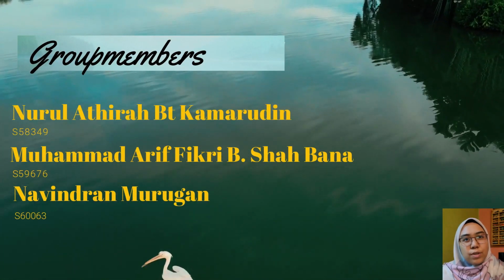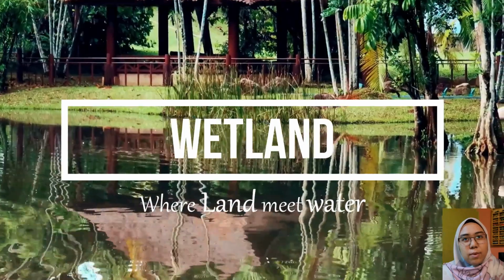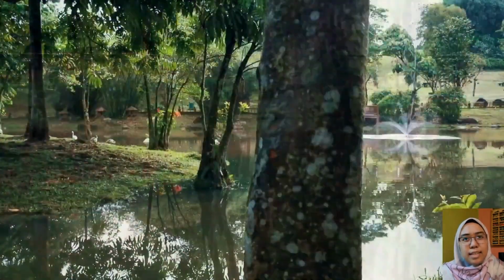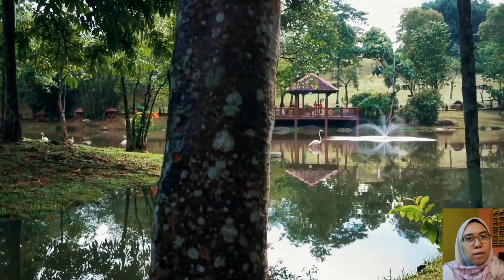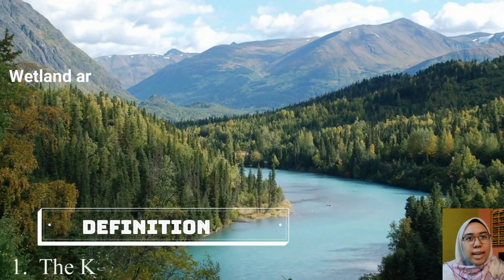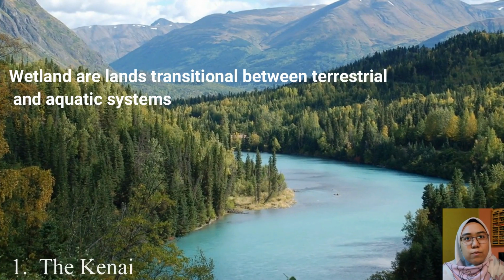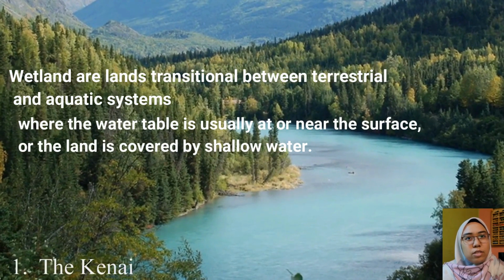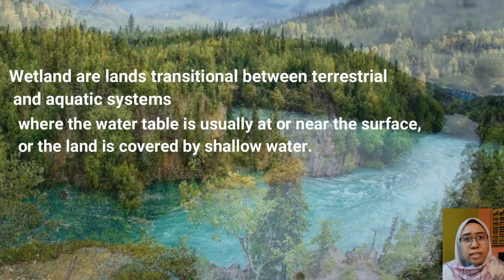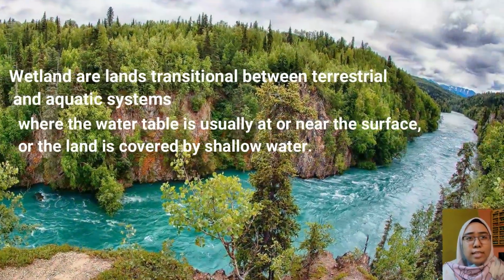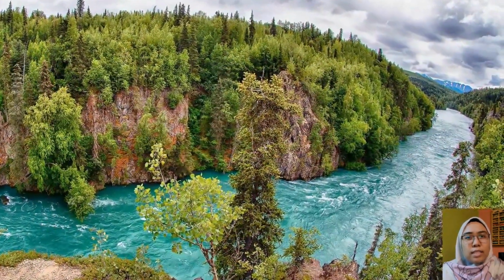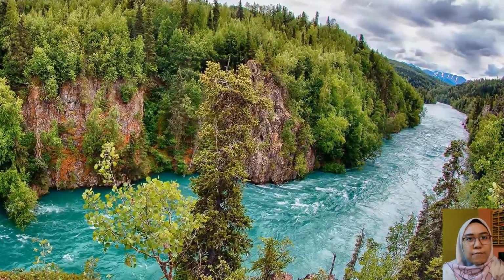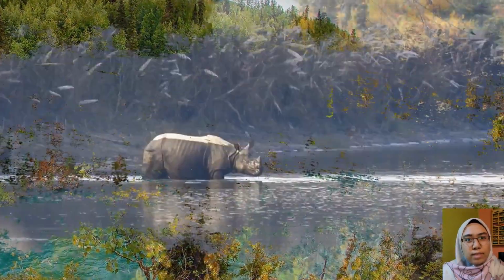will present to you about wetland, a natural wonderland of plants, animals and of course water. In this video, we'll be learning more about wetland. Wetlands are land transitional between terrestrial and aquatic systems where the groundwater table is usually at or near the surface or the land is covered by shallow water. Simply stated, wetlands are part of our landscape that are defined by the presence of water.